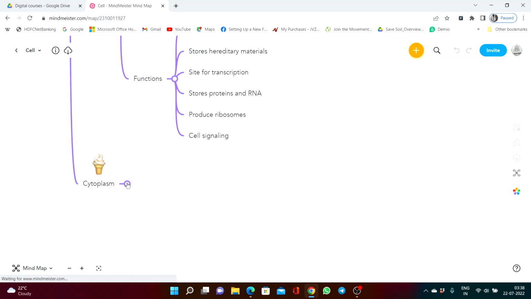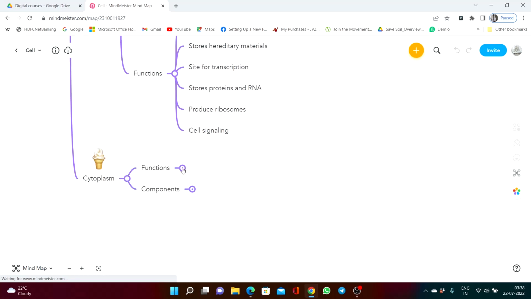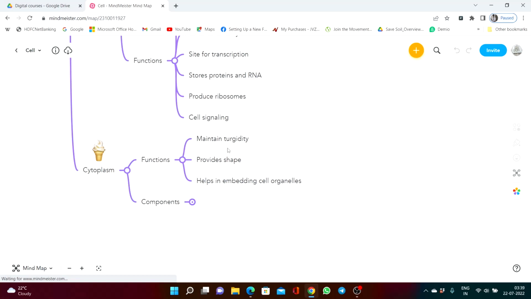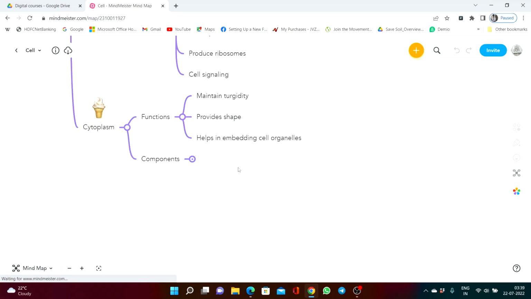Now coming to the third component of the cell, which is the major and important section of the cell. Here, let us first discuss the functions of the cytoplasm, and then we'll go into the components of the cytoplasm. The main functions of the cytoplasm are that it maintains turgidity, or the swelling of the cell, provides shape to the cell, and helps in embedding cell organelles.